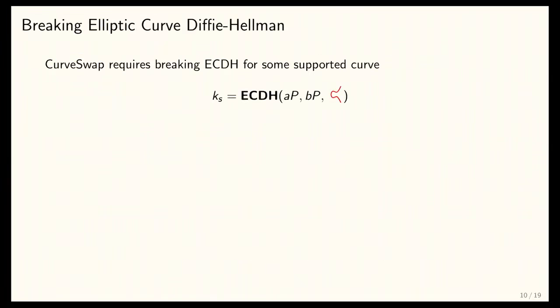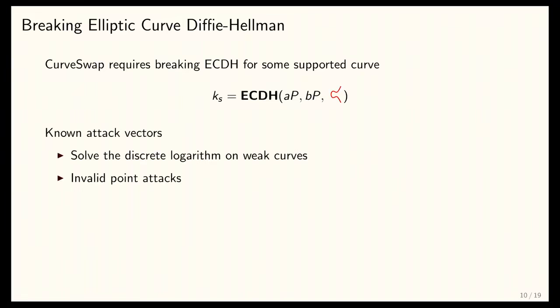So now back to the CurveSwap attack. If you remember, it requires us to be able to break ECDH for some supported curve. We look at two attack vectors for doing this. The first is to directly solve the discrete log on a weak curve to learn the server's secret key. A second approach we can use is an invalid point attack. I'll explain a bit more what these are in a bit. But here, a malicious client sends a special point to the server, and if the server takes that point and does the point multiplication with it, it might leak some information about its secret key from the output.